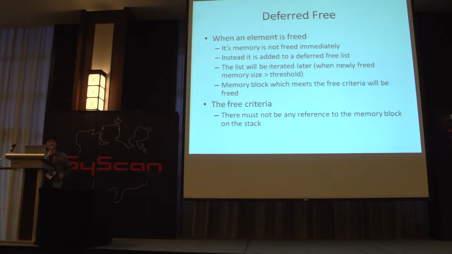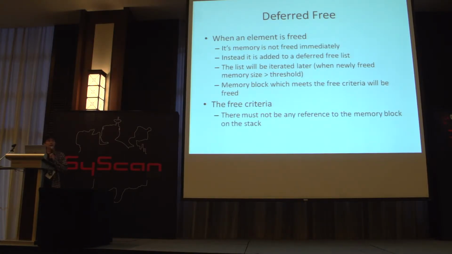And the next mitigation is the deferred free. It can be described like this. When an object is freed, the memory of this object will not be freed immediately. Instead, it will be added to a list, which we call the deferred free list. And each thread has its own deferred free list, which is maintained by the class called memory protector.